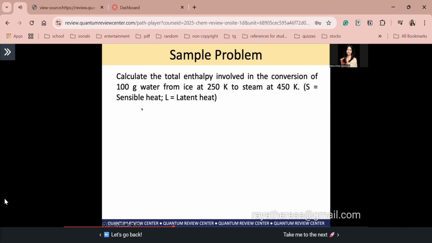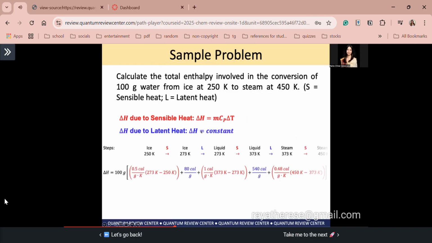So let's start. To find the enthalpy change due to sensible heat, delta H is equal to M Cp delta T. To get the enthalpy change due to latent heat, delta H is equal to the constants. So solving, we have to summarize each step. Okay, so let's describe each step.